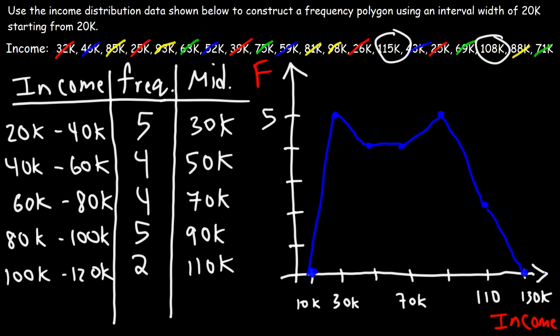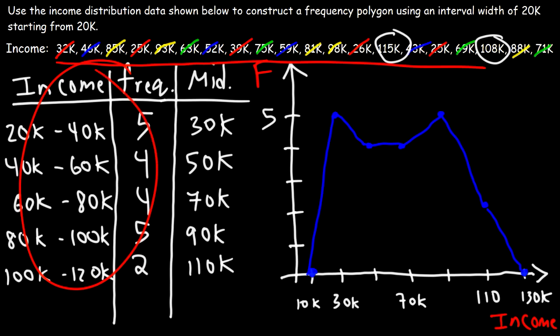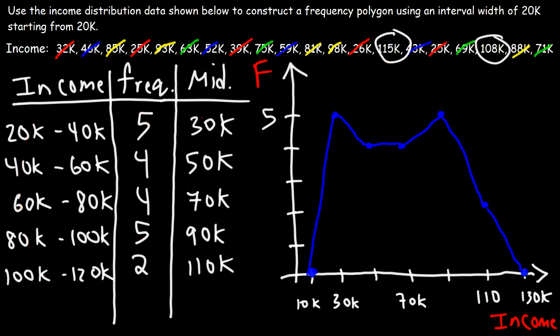And that's basically it. So first, use the data that you're given to construct a frequency distribution table. That's step 1. Step 2 is to calculate the midpoint of, basically, in this case, the income ranges. Step 3 is to introduce a midpoint value below your lowest midpoint value and one that's above it. After that, just plot the graph and connect the dots. So that's how you can make a frequency polygon in statistics.